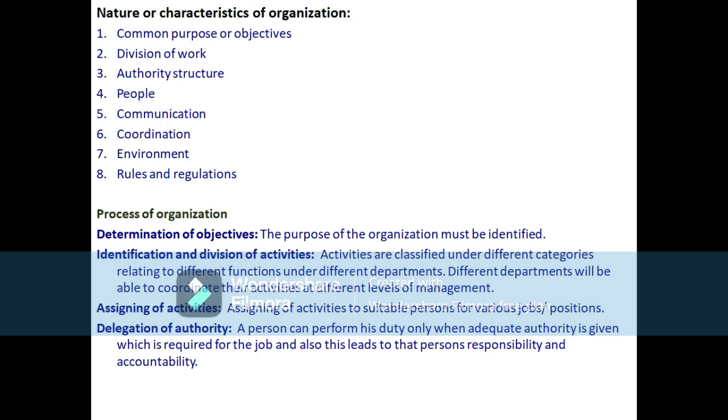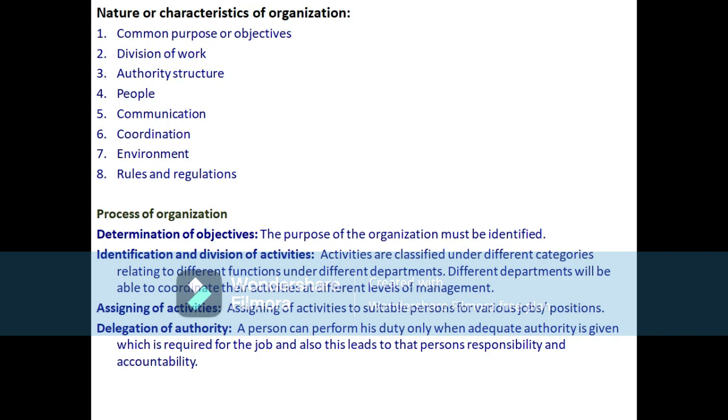That means each position is subordinate to the position above and superior to the one below it. The superior-subordinate structure will be formed and their roles will be defined. So this chain of superior-subordinate relationship is known as the chain of command, which can be seen in this authority structure. And the next one is people.